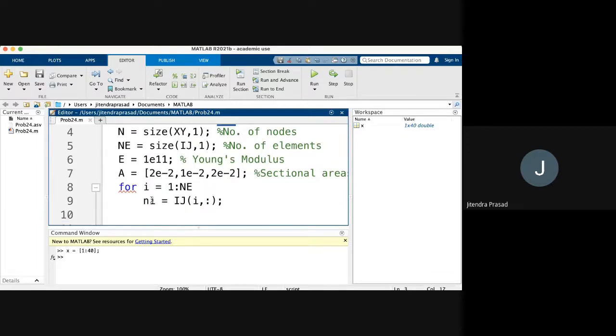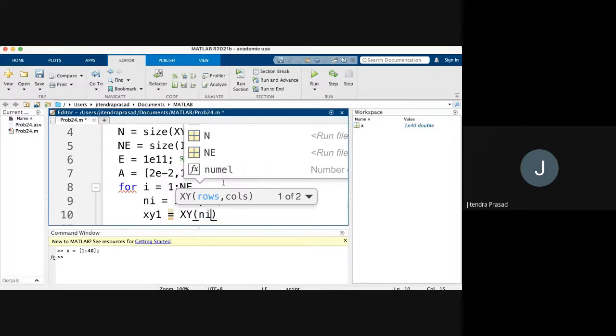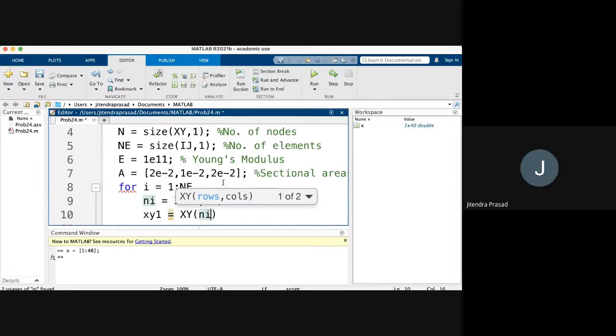Where ni1 will be the first one. Yeah, so that means what? Our xy1 will be equal to nothing but xy, and then xy ny1, I take it as 1. Okay.